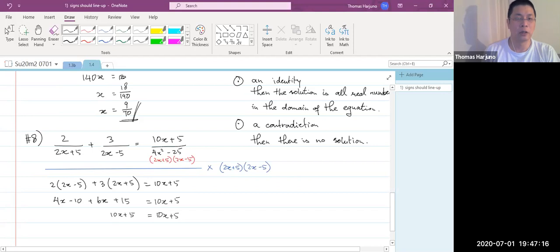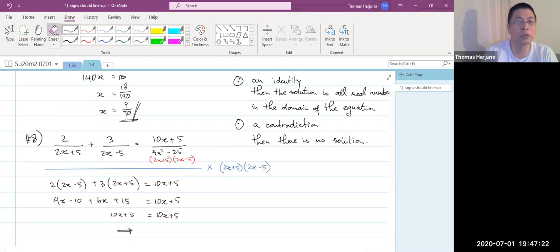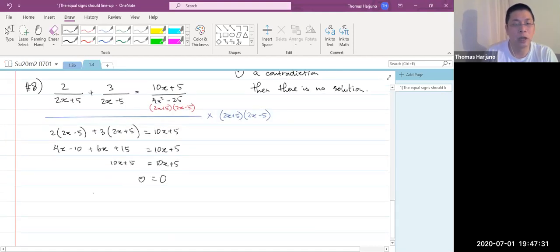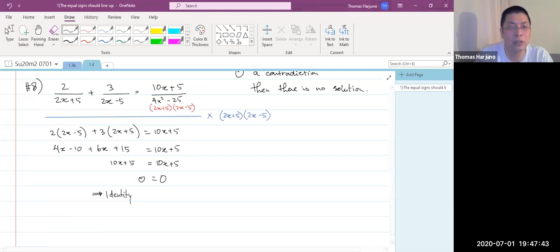Now, that's an identity, right? Because if I subtract both sides by 10x and subtract both sides by 5, I end up with 0 equals 0. So that's an identity, which means any value for x that you plug in will work as long as it is in the domain of the equation.